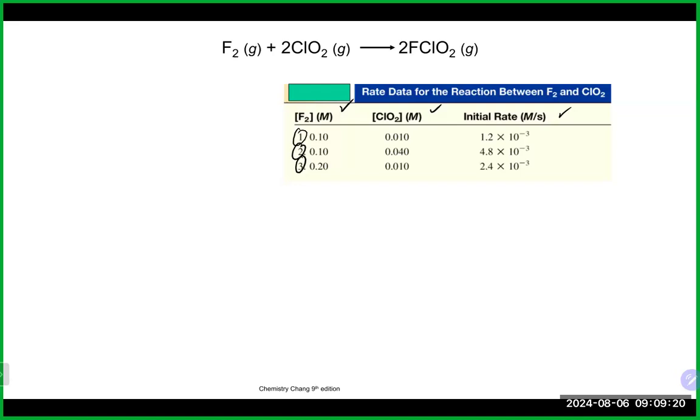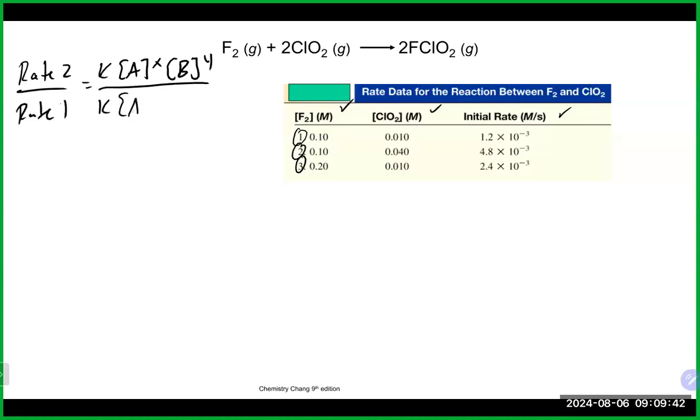But most people have a difficult time sort of doing that. So I find a mathematical approach is probably the better approach for it. You can use this relationship that rate 2 over rate 1 is equal to K A to the X, B to the Y, divided by K A to the X, B to the Y. Rate 2 and rate 1 here doesn't mean you just go to the table and take the first and second entry. It means that you go to this table, and in this particular table there are only 3 entries.